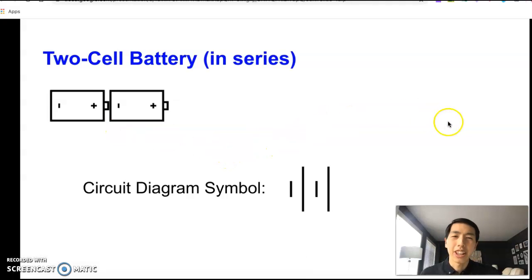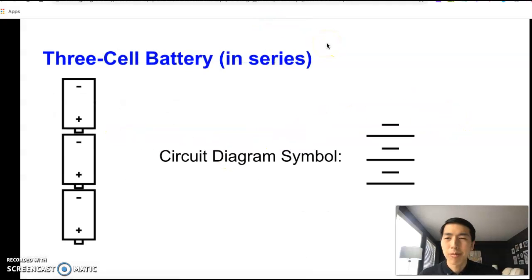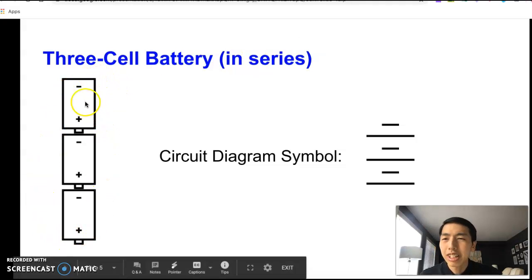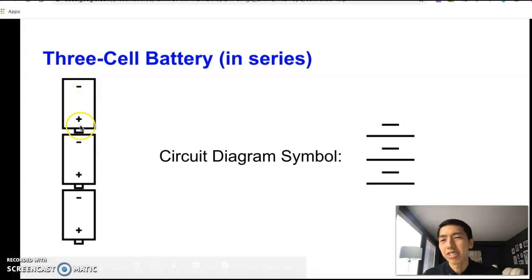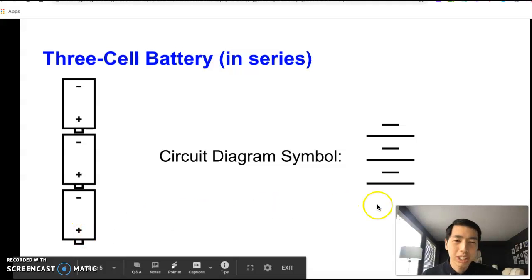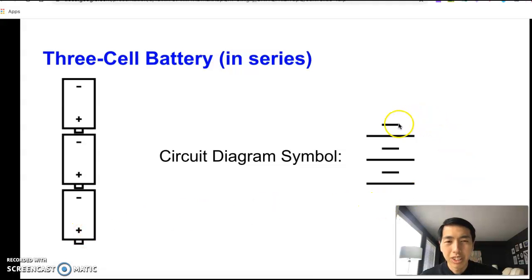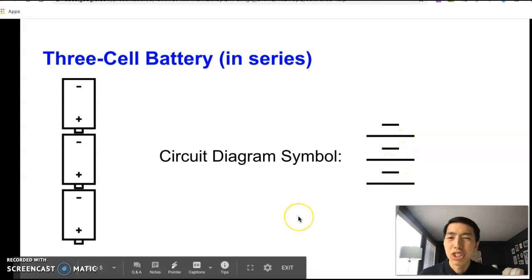And then we can add a third cell to this. So here's a picture of a 3-cell battery. Once again, note negative on top, then positive, negative, positive, negative, positive. So in my circuit diagram, it would look like short line, long line, short line, long line, short line, long line. So that's the circuit symbol for batteries.